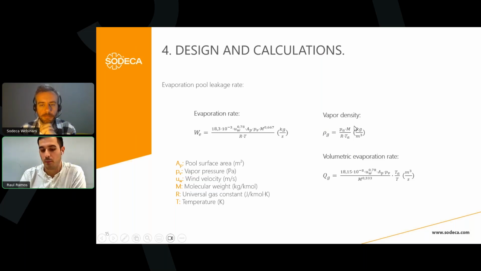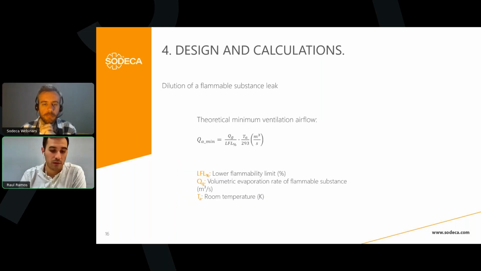If we divide it by the vapor density, we will obtain the volumetric evaporation rate in cubic meter per second. And then with this value of volumetric evaporation rate, we can calculate the theoretical minimum ventilation airflow, which depends on the previous variable, the lower flammability limit of the compound, and the room temperature. And it will be divided by 293 Kelvin, which is 20 degrees Celsius.